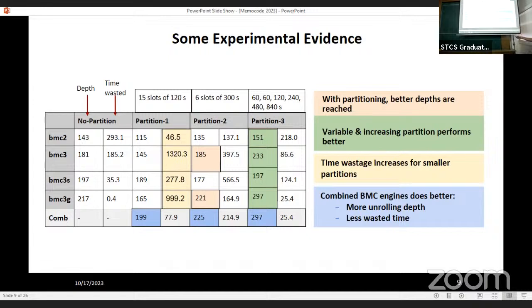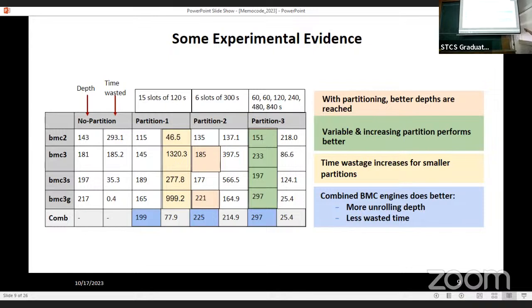Now what was encouraging is this combination, the last strategy 3 that I talked about, could actually beat the single engine runs by a margin on all the benchmarks. What was our learning? With partitioning, better depths are reached. Variable and increasing partition performs better. That's what you see here, all green.